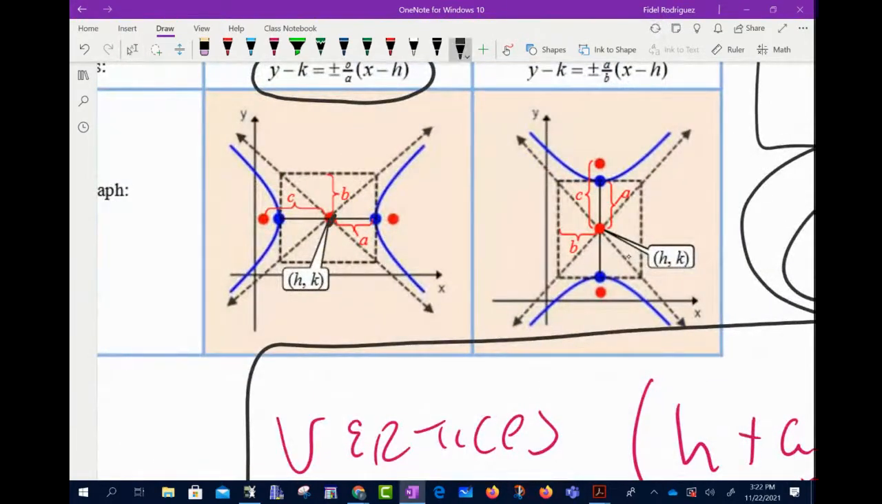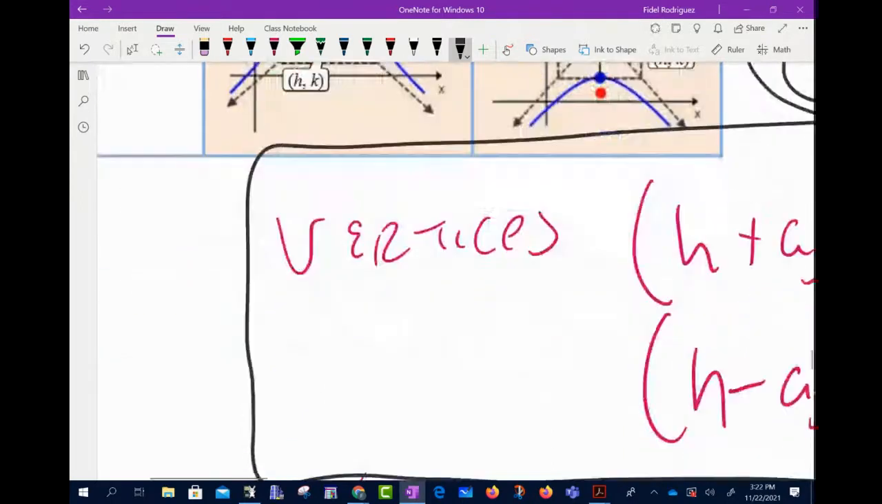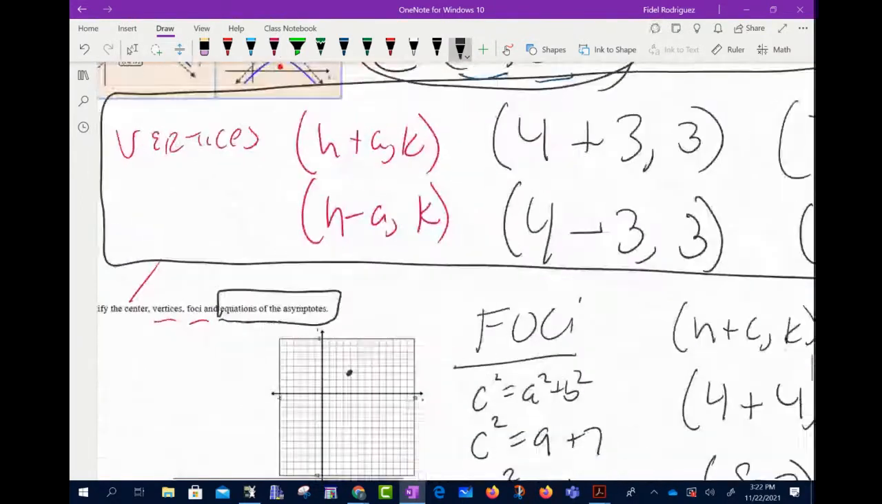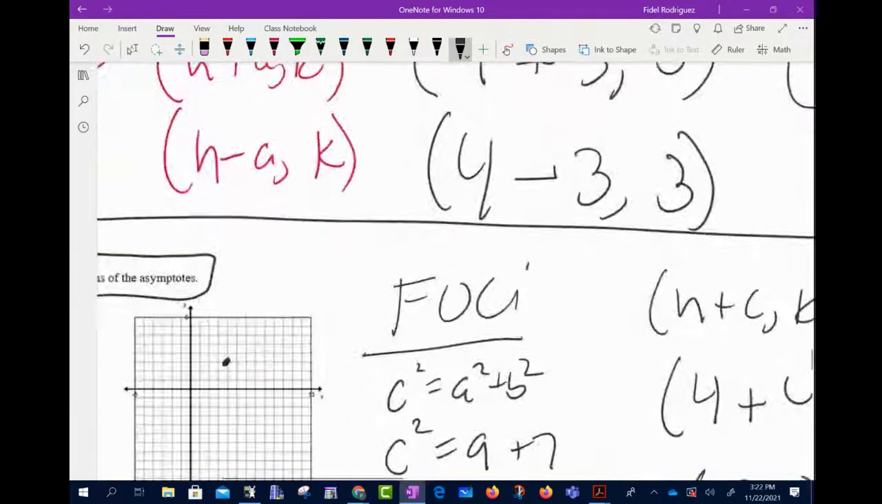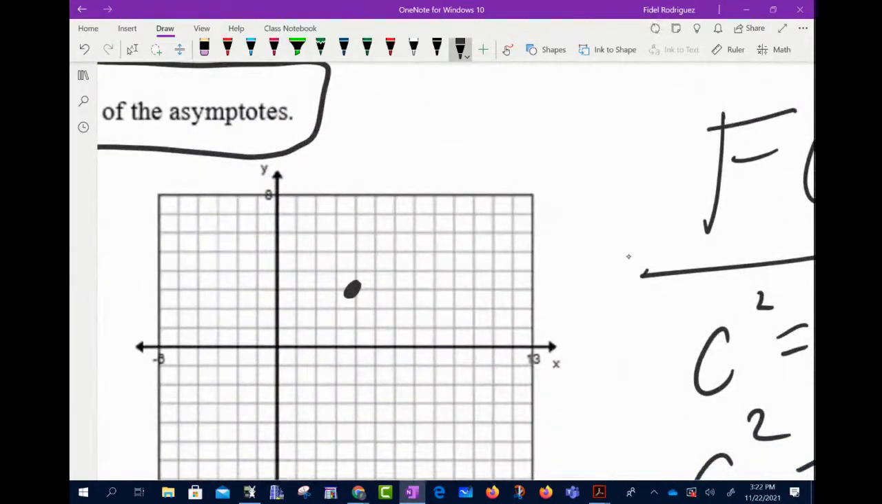So see, here's my center. What I need to do is find these points right here, and those are the vertices. The vertices are whatever we got right here, so I'm going to plot those points down. Remember what our vertices were? They were 7, 3 and 1, 3. So 7, 3 is right here, counting 1, 2, 3, 4, 5, 6, 7, and 3. And 1, 3 is right there.